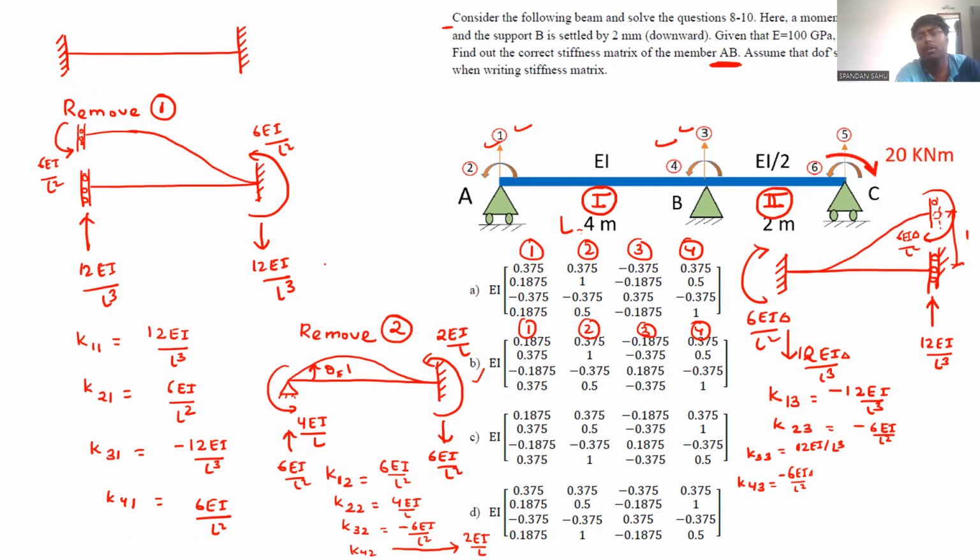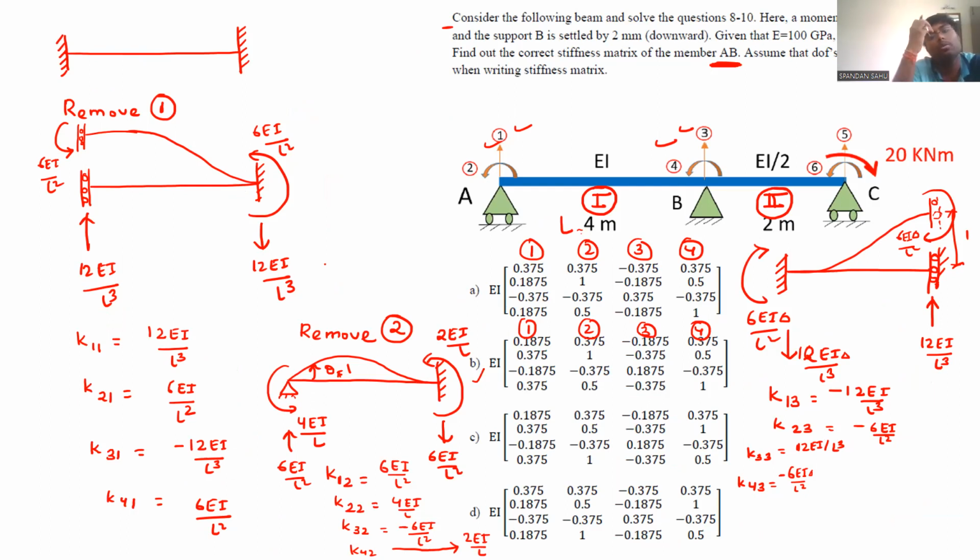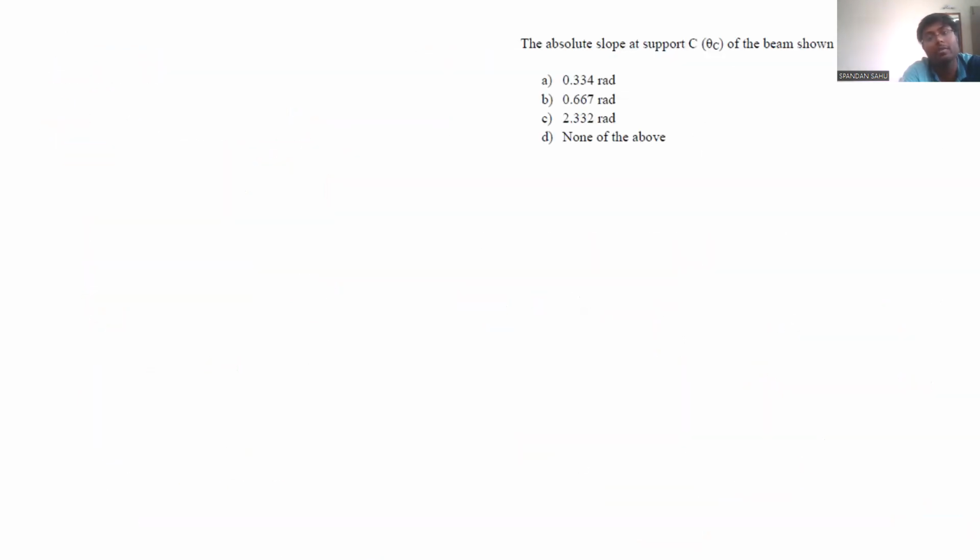So we found out the matrix for member AB, the AB span. So now the absolute vertical reaction force VB at support B of the beam. To determine VB, you need to calculate the global stiffness matrix. So how to calculate the global stiffness matrix? You have to again write the stiffness matrix for span BC. So can you write for span BC?